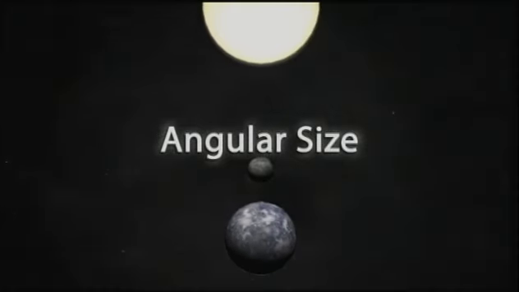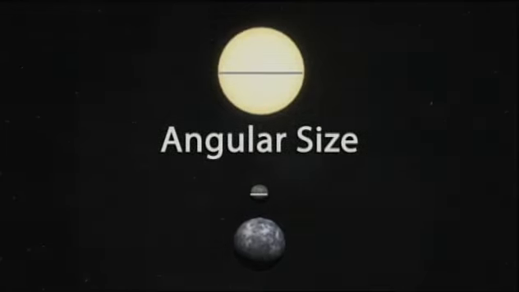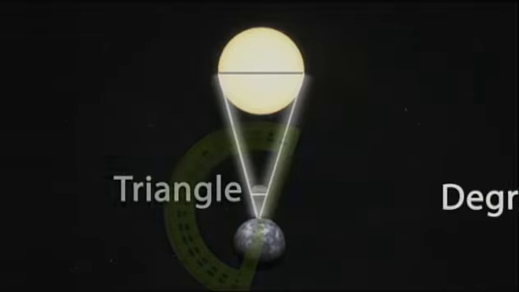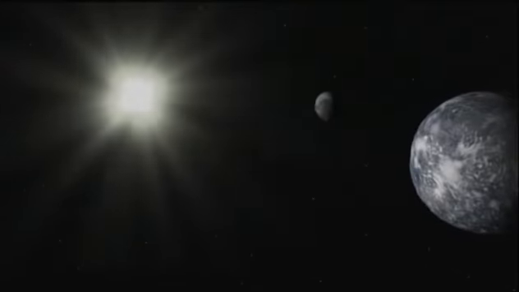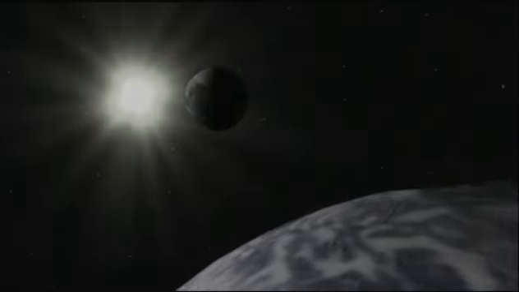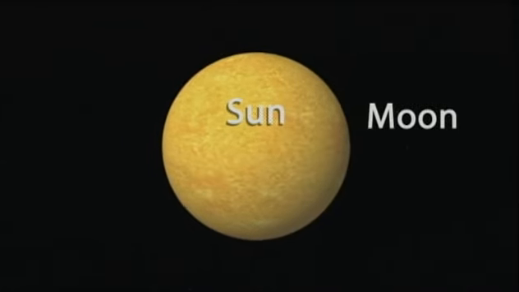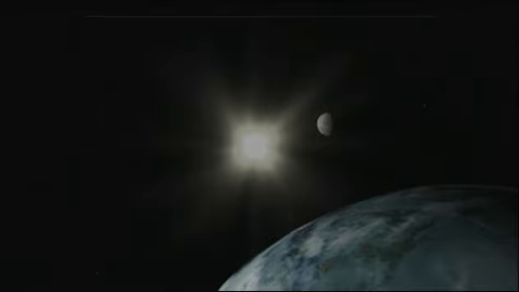Angular size is the measure of an angle formed by extending imaginary lines outward from a specific point to span the width of an object. The imaginary lines form a triangle. Angles are measured in degrees. Two objects in space may appear to be the same size if their distances and diameters are proportional, and if they are viewed from the same position on Earth. The diameter of the sun is 400 times larger than the diameter of the moon. But the sun is also 400 times further away from the Earth than the moon is from our planet.